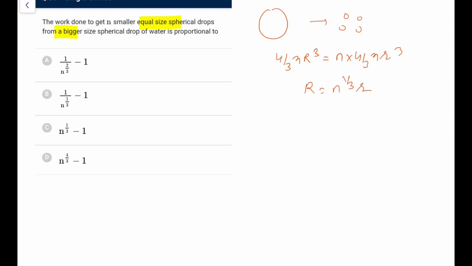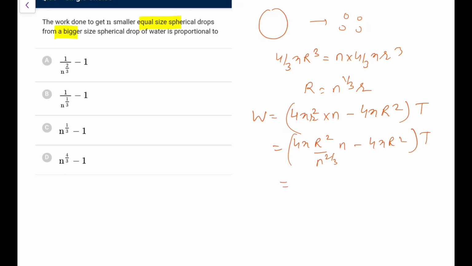Now work done would be the final area of a drop, 4 pi r square, multiplied by n. Original area was again 4 pi capital R square, not 8, because that would be for a bubble, into surface tension, let's call it S or T, I'm writing it T. So work required is proportional to, we need to get it into terms of n. So I can write it as 4 pi r square, small r is R square upon n to the power 2 by 3, upon n minus 4 pi R square T.